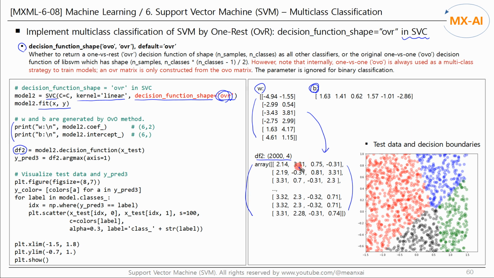This value is largest in the first row. Therefore, the class of the first test data point is predicted to be 1. The remaining test data points can also be predicted this way. And the final decision boundaries for 2,000 test data points look like this. You can see that the 4 classes are well separated.